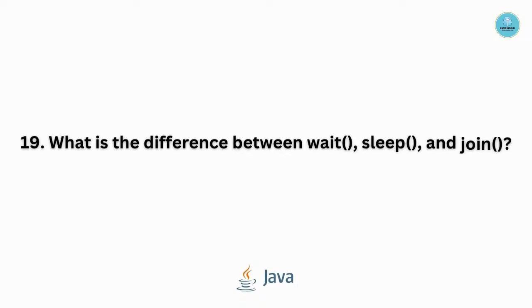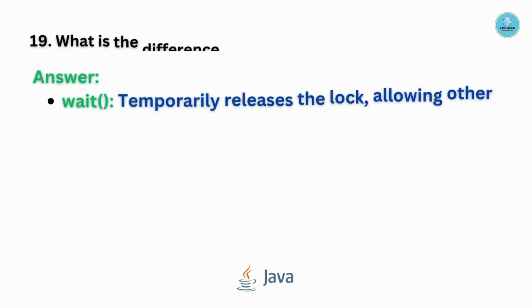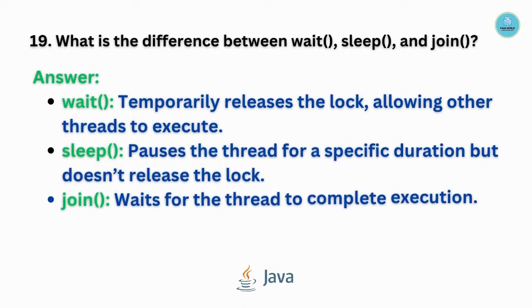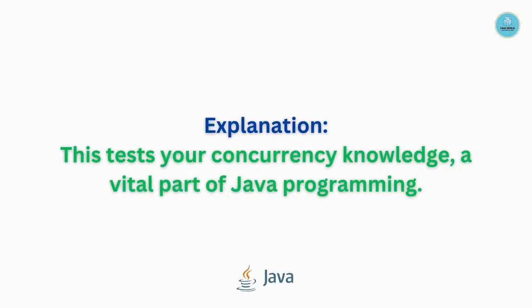Question number 19. What is the difference among wait, sleep, and join methods? The wait method temporarily releases the lock, allowing other threads to execute. The sleep method pauses the thread for a specific duration but doesn't release the lock. The join method waits for the thread to complete execution. This tests your concurrency knowledge, a vital part of Java programming.